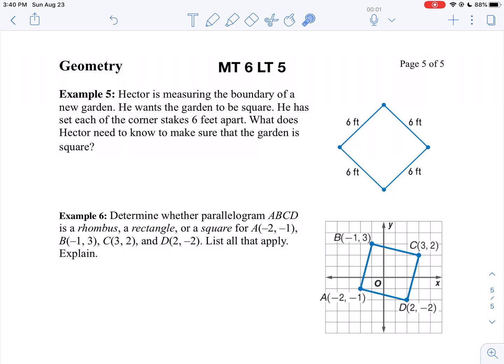Well, there's 2 ways he could do it. He could measure that angle and make sure it's 90 degrees. Or he could measure the diagonals and make sure they're equal. I think that would be the more applicable one.